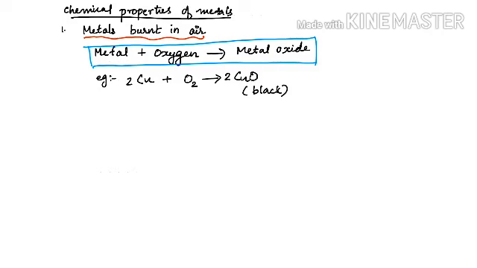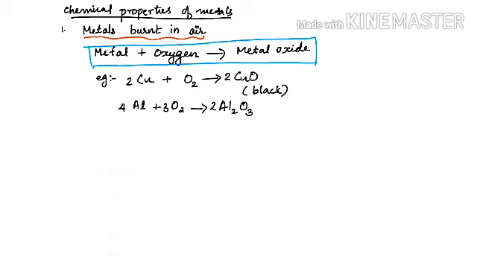Then another example, aluminium. Aluminium is another metal. Aluminium plus oxygen gives a metal oxide, here aluminium oxide. What is the formula? Al2O3. Aluminium oxide will be formed. To balance it, 4Al plus 3O2 gives 2Al2O3. So metals plus oxygen give metal oxide: copper plus oxygen gives copper oxide, and aluminium plus oxygen gives aluminium oxide.